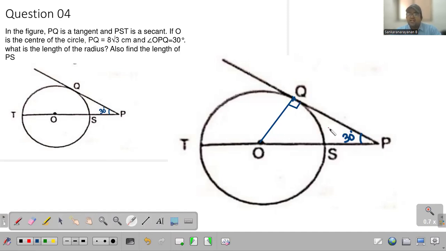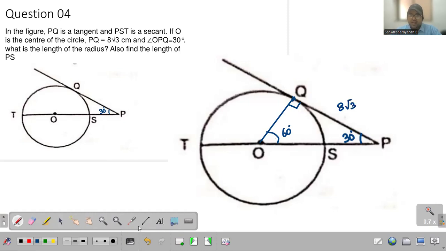So you see that this is 30. You see that this is 90. So it is definite that this has to be 60 degrees. Okay. So this measurement, please note, has to be 60 degrees. Now we can consider that here PQ is given to be 8 root 3.